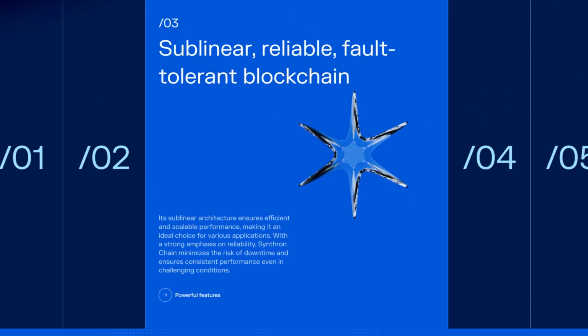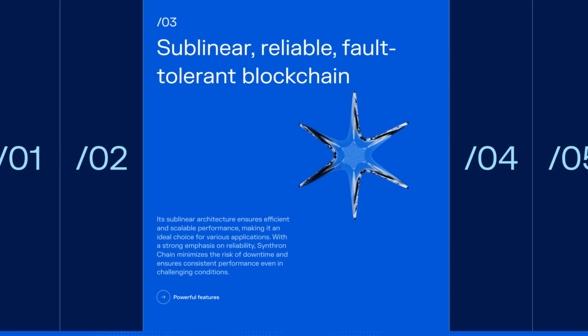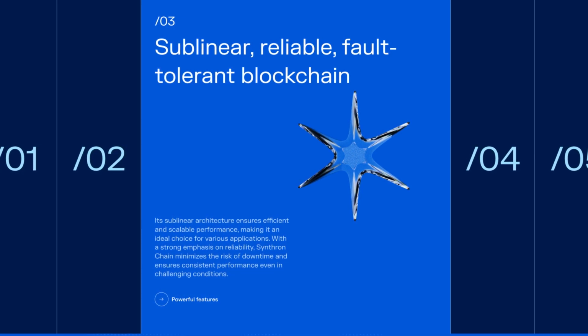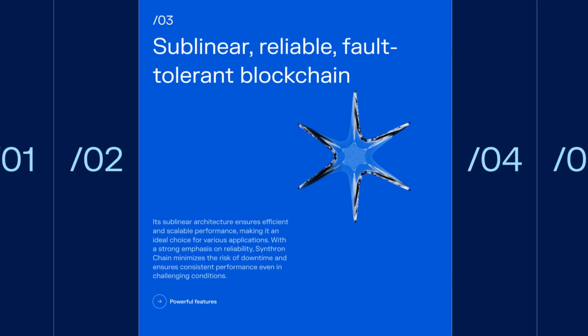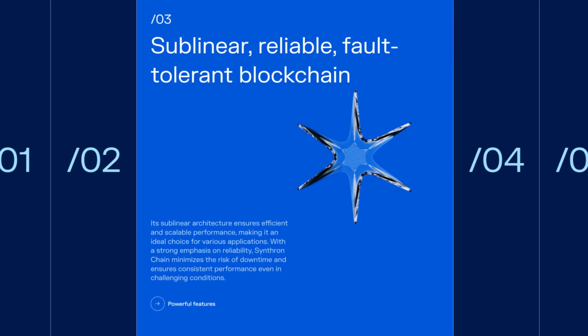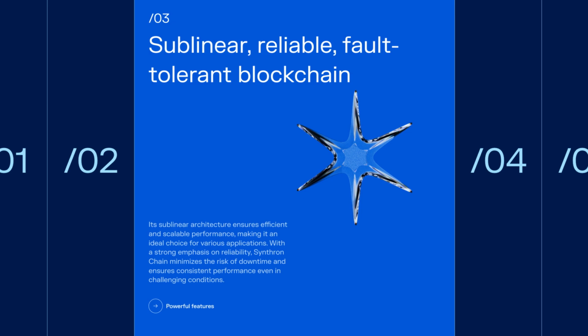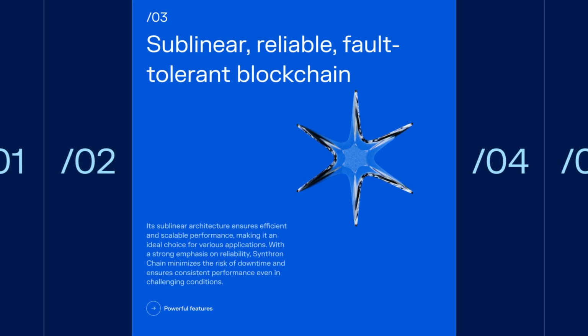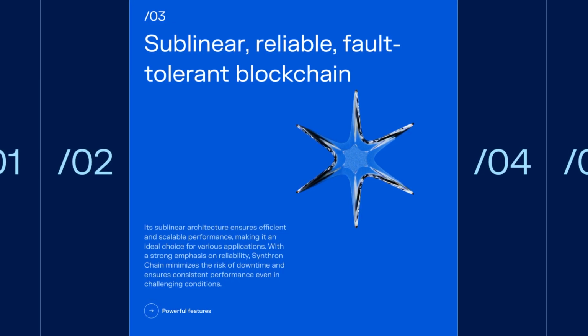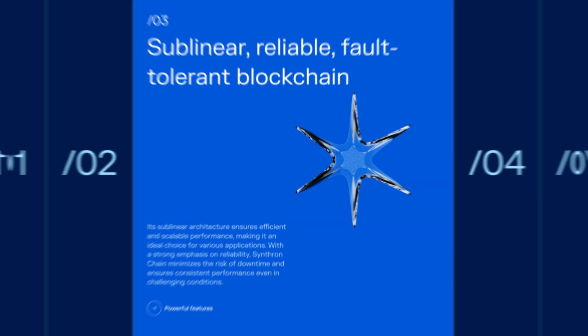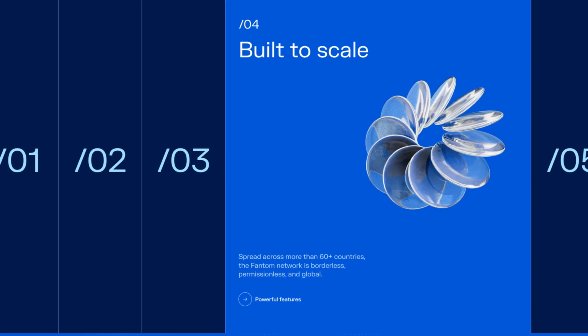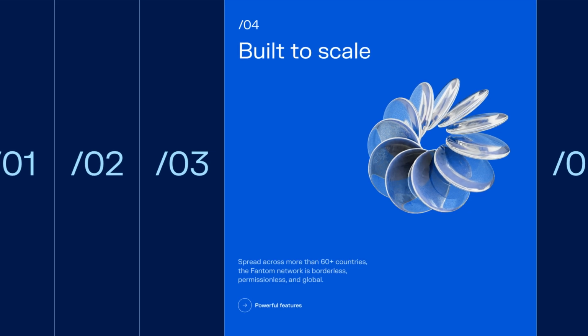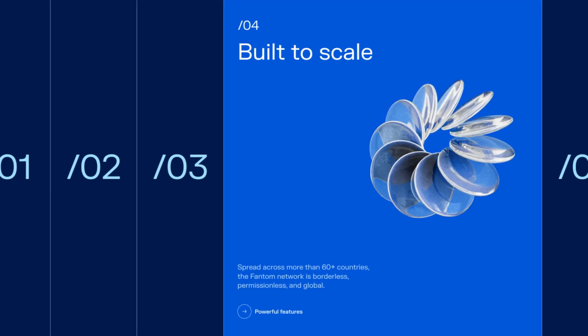It's also a sublinear, reliable, and fault-tolerant blockchain. Its sublinear architecture ensures efficient and scalable performance, making it an ideal choice for various applications. With a strong emphasis on reliability, Synthron chain minimizes the risk of downtime and ensures consistent performance even in challenging conditions. They're also built to scale. Spread across more than 60 countries, the network is borderless, permissionless, and global.